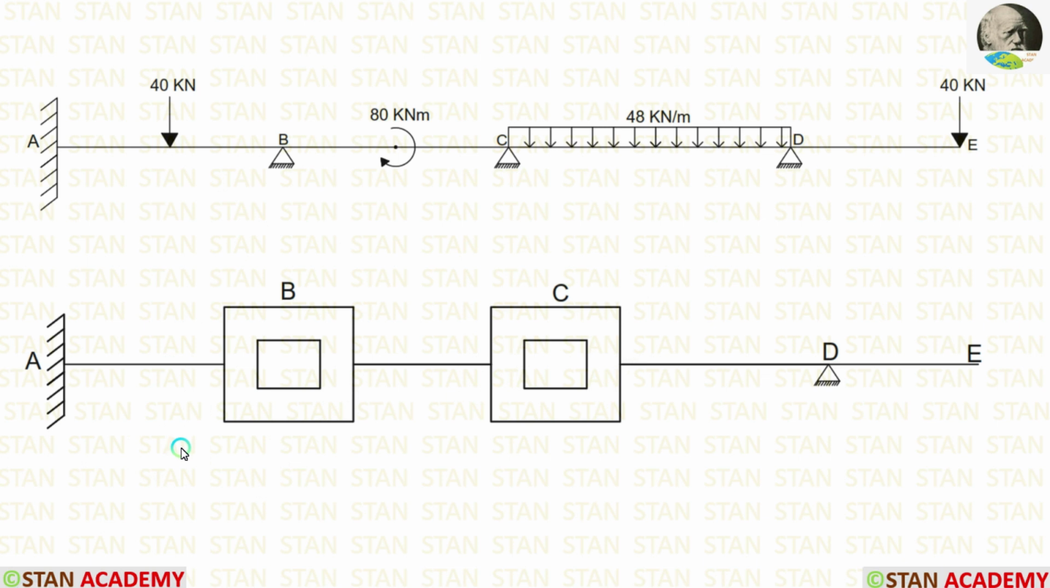In Kani's method, we have to make boxes like this in the joints. We are making the boxes in the joint B and in the joint C. No need to make the box in the joint D because we have already calculated the final moments in the joint D and we have released it. So only make the boxes in the joint B and in the joint C.